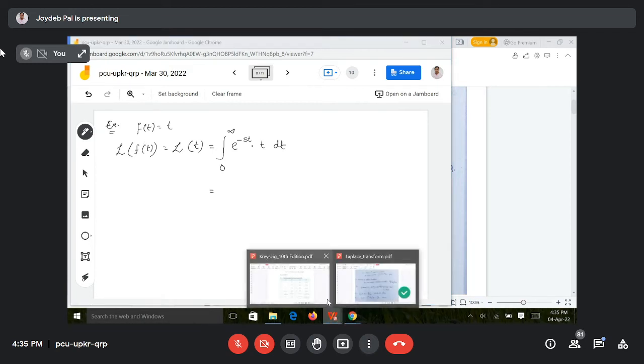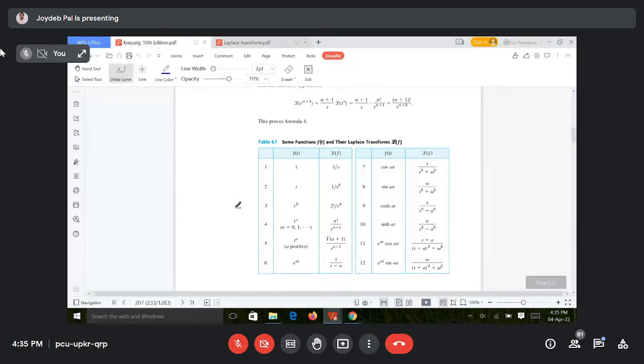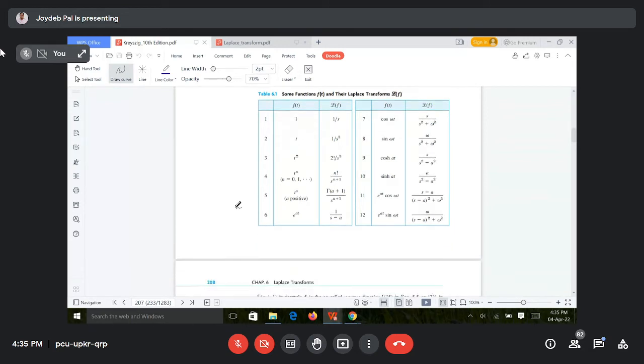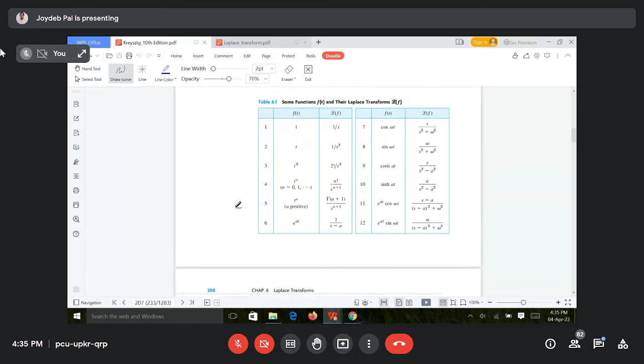So now I am showing the tabulated formulas, which you have to remember. If you remember these formulas, then you can solve every type of Laplace transformation problem. So from now on, no need to find the Laplace transform of these functions by integration. You can directly write this.